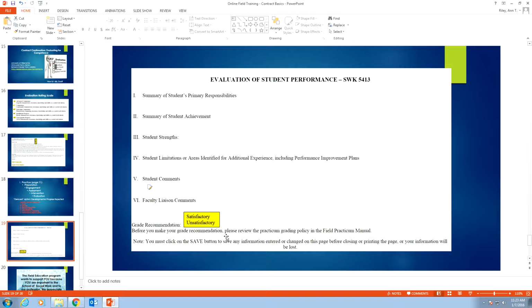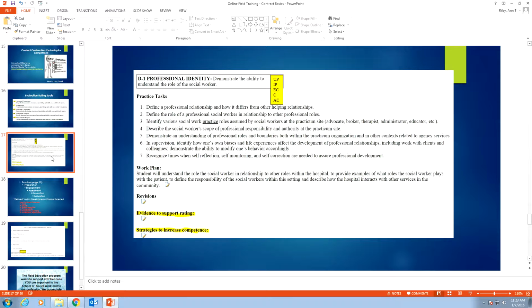Again, a rubric is available within the field education manual. Keep in mind, field instructors, that the grade you recommend is critical, but what's most important, honestly, is the evaluation to support the ratings that you provide for each of these. This really helps describe the student's involvement in their learning.